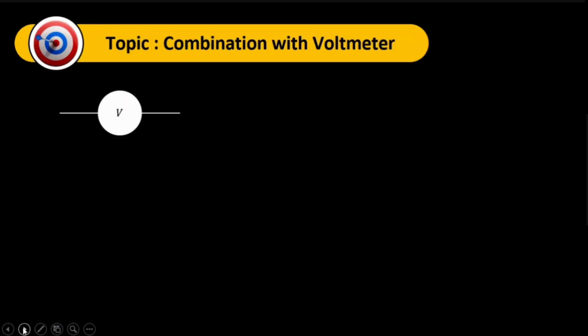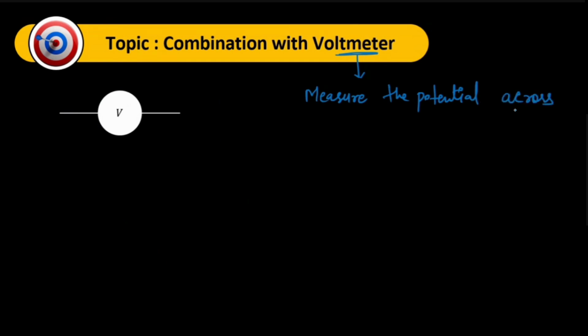So the first topic here is the combination of voltmeters. Like how can we use a voltmeter in a circuit? Before that, we need to understand what a voltmeter is. Do you have any idea what a voltmeter is? It just measures how many volts there are. Yes. So it is a device which measures the potential difference across 2 points in a circuit.